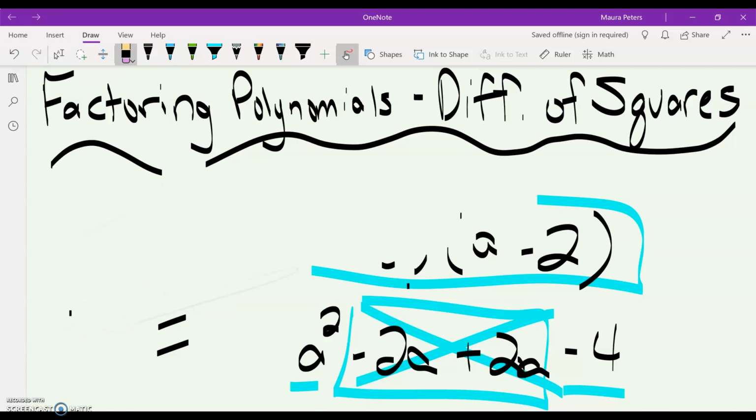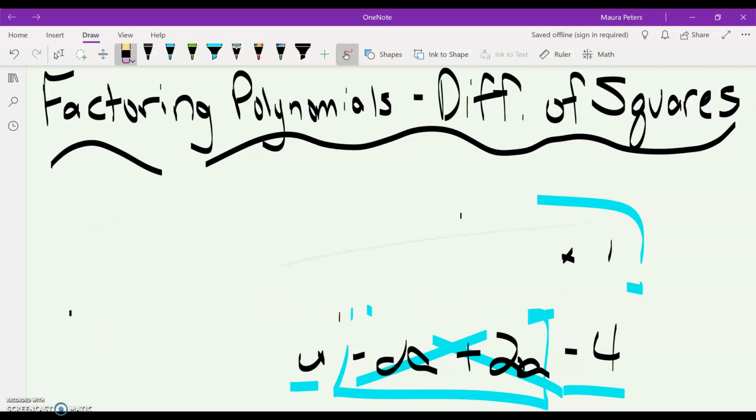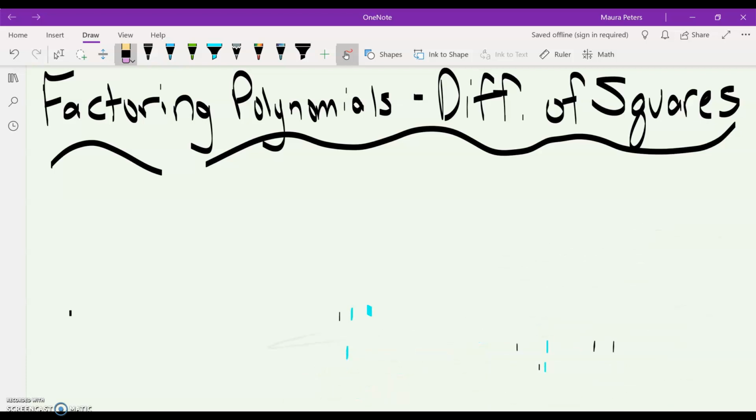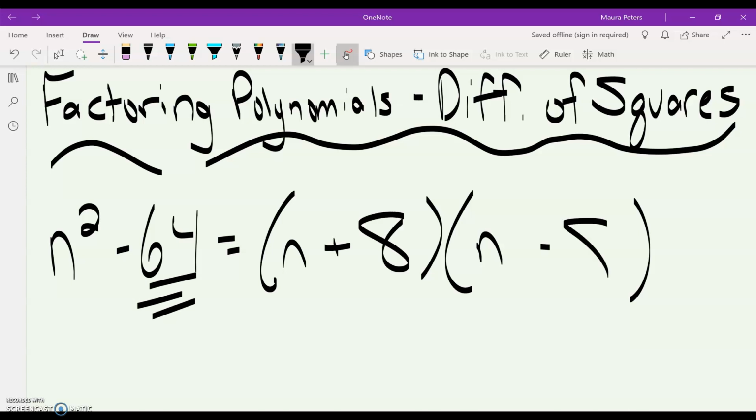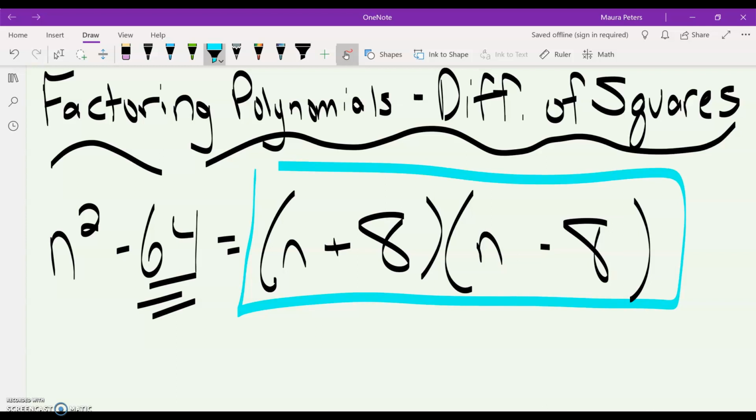I'll do a couple more examples. Okay, so let's see, n squared minus 64. The square root of n squared is just n, so I can write that piece. I know I have a plus here and a minus here. Well, the square root of 64 is 8, and that is your final solution. So this is your final solution here. This is factored. This is the factored form.